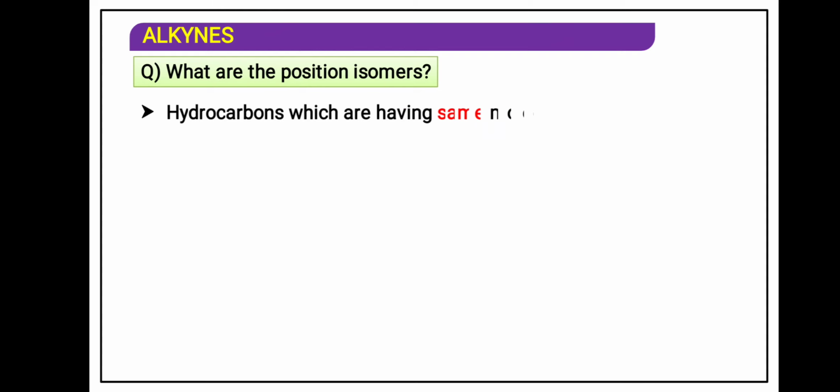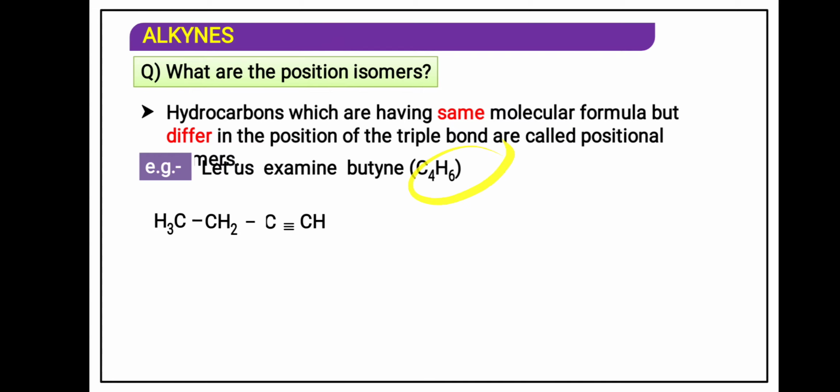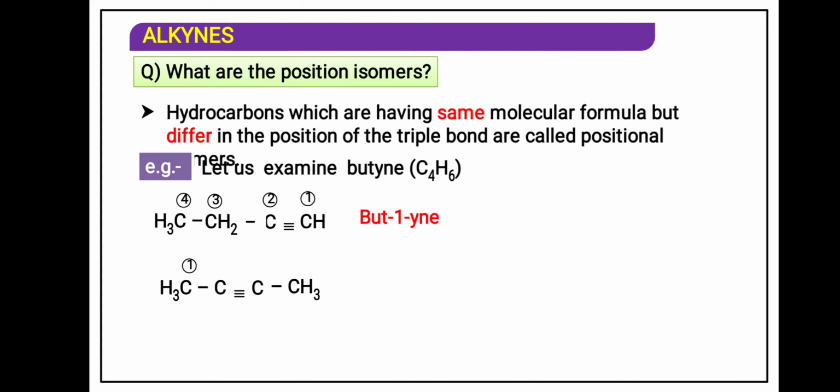What are position isomers? Position isomers are hydrocarbons which have the same molecular formula but differ in the position of the triple bond. Let's see an example of a 4 carbon alkyne. See here there is a triple bond at the first, second position. Then in the isomer the triple bond can shift over here to the second, third position. This will be but-1-yne. This will be but-2-yne. Among 2, 3, the lowest number we have to write.